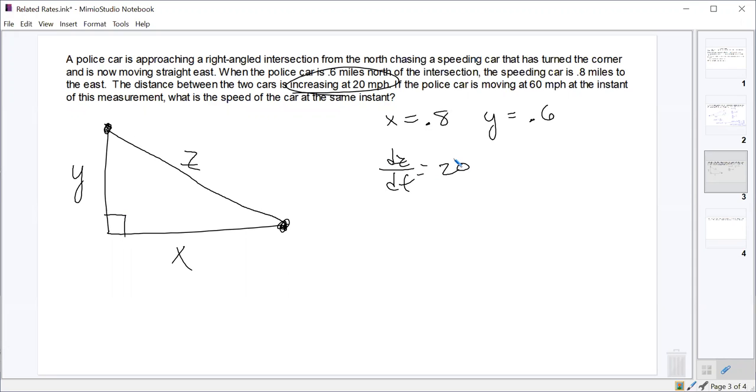And we know that the police car is moving at 60 miles an hour. That'd be a rate of change of x. Sorry, a rate of change of y, dy/dt. Looking at the wrong one. The police car is moving at 60 miles an hour. So what should dy/dt be?